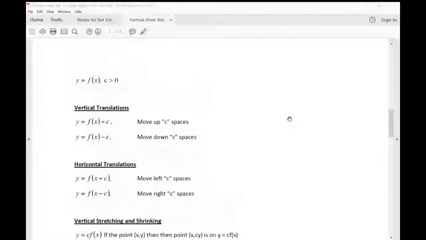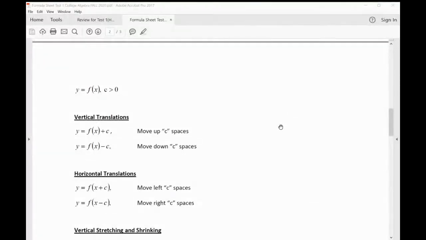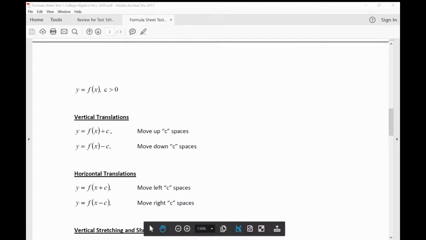Okay, so I want to show you this part right here where it says vertical translations. I want you to notice a difference between this part here, guys, and this part here. If the plus c or the minus c is on the outside of those parentheses, this is going to be shifting the graph either up or down, okay? And if they're inside the parentheses, then it's going to be shifting the graph either to the left or to the right, okay?